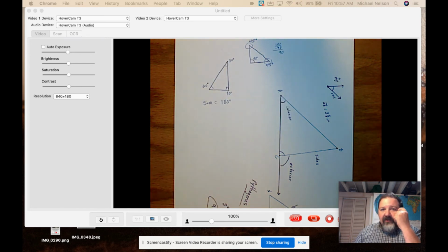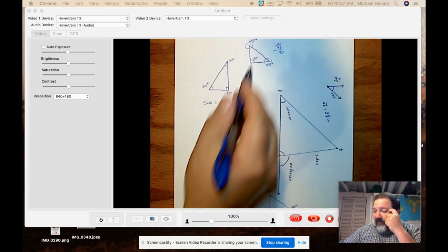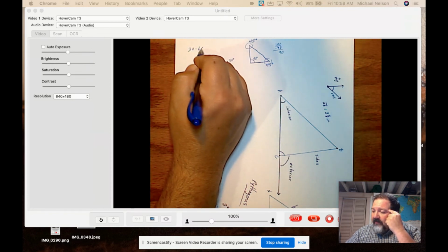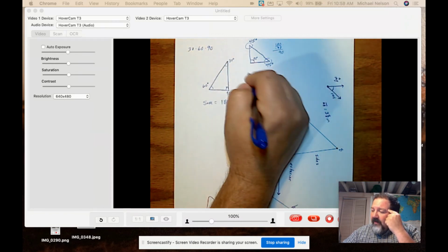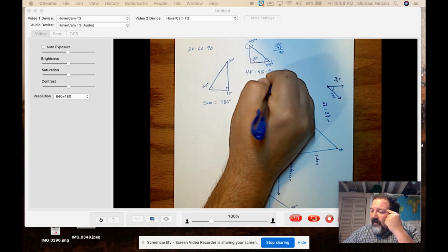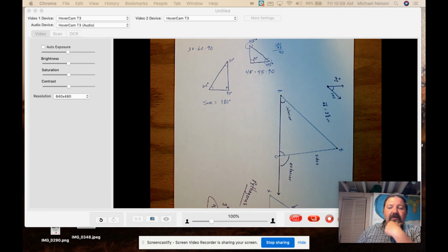These are called special triangles. These two exact ones, because of the ratio, they have a 30, 60, and 90. And then you have a 45, 45, and 90. And these are used a lot in drawing, computer-aided drafting, and engineering school.